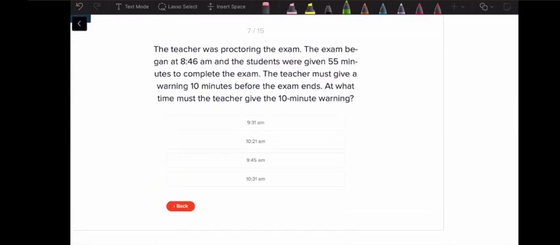This problem states the teacher was proctoring the exam. The exam began at 8:46 a.m. and the students were given 55 minutes to complete the exam. The teacher was to give a 10-minute warning before the exam ends. At what time was the teacher giving the 10-minute warning?